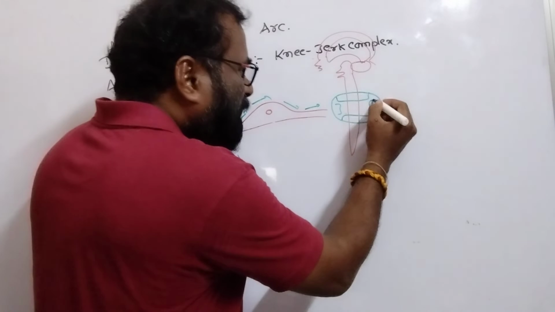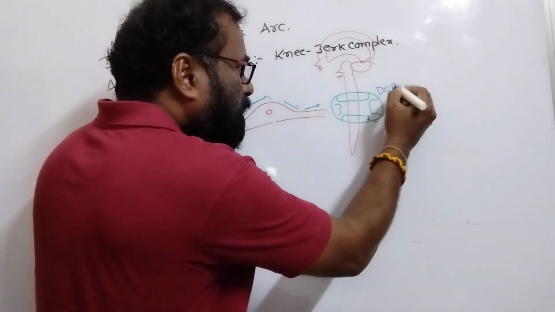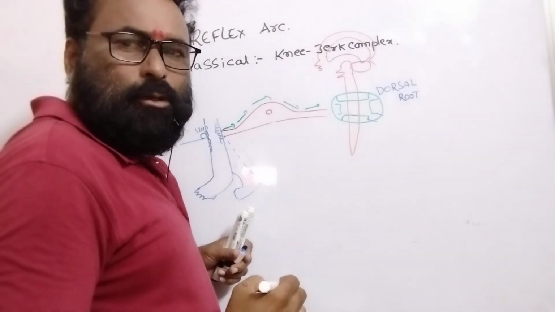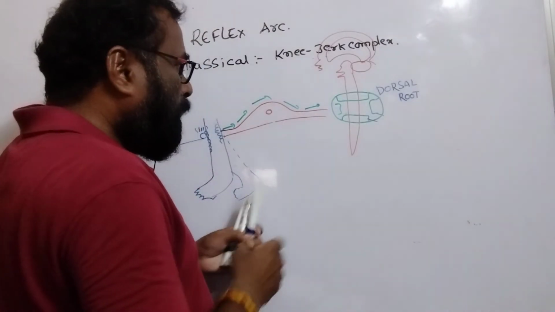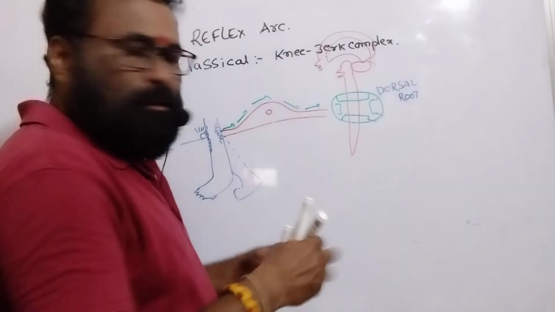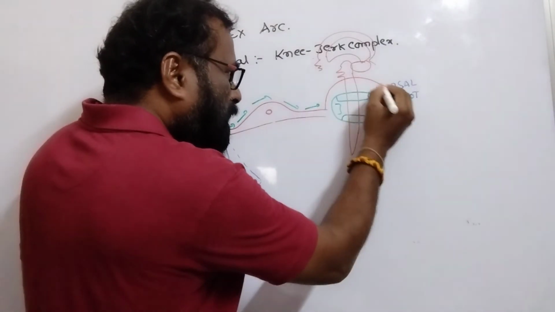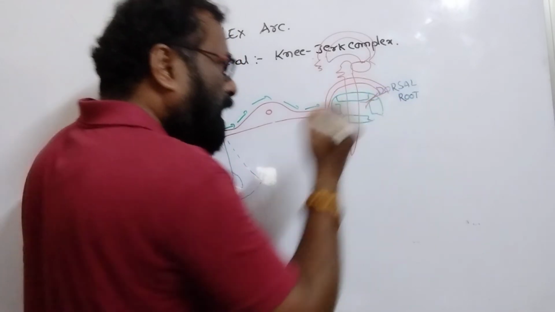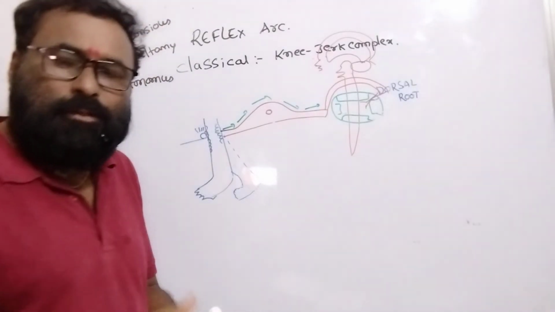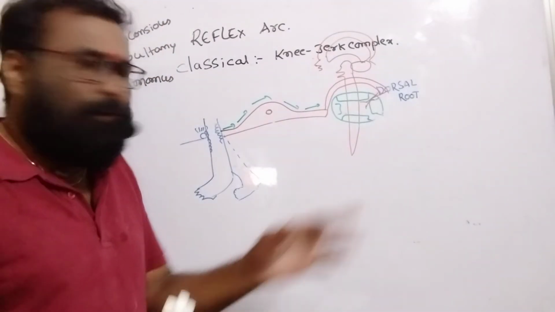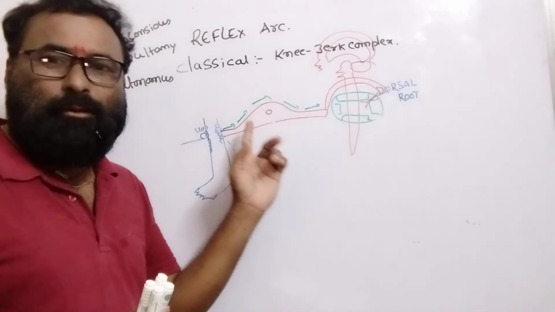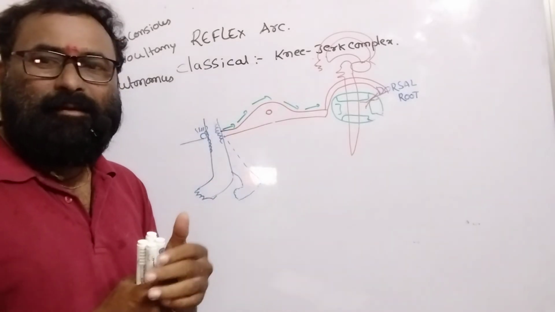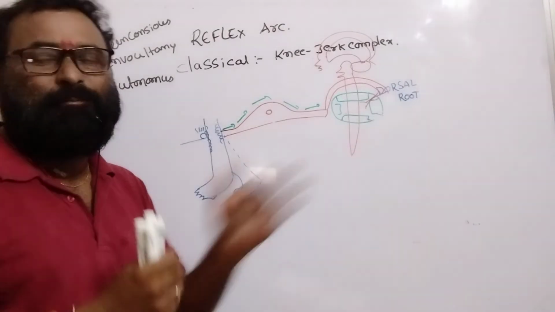This is said to be the dorsal root ganglion. This is the dorsal root. These pseudo-unipolar neurons enter into the dorsal root ganglion like this. A very, very important question: in the dorsal root ganglion of the spinal cord, what type of neurons are entered? Pseudo-unipolar neurons. What is the function of pseudo-unipolar neurons? They take sensory action potentials towards the spinal cord.